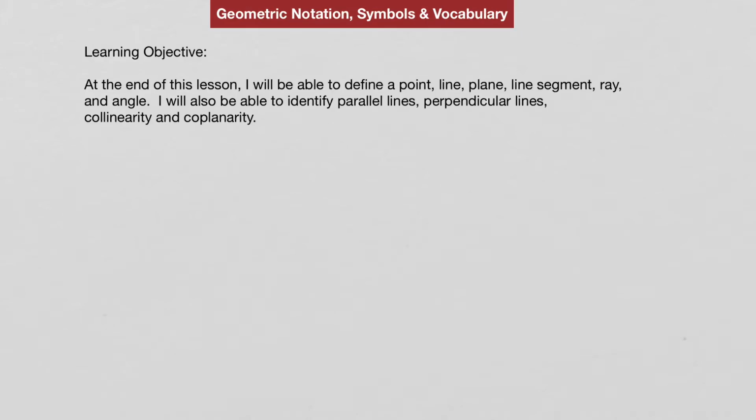Okay, so at the end of this lesson, you should be able to define a point, also define a line, a plane, a line segment, a ray, and then an angle. In addition to that, you will be able to identify parallel lines, perpendicular lines, collinearity, and coplanarity.